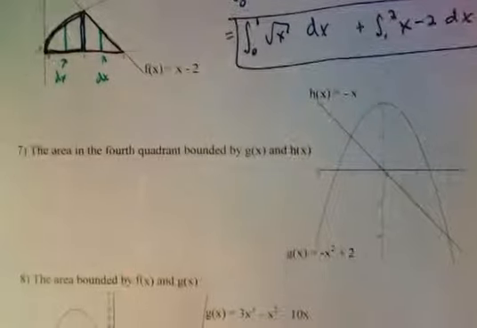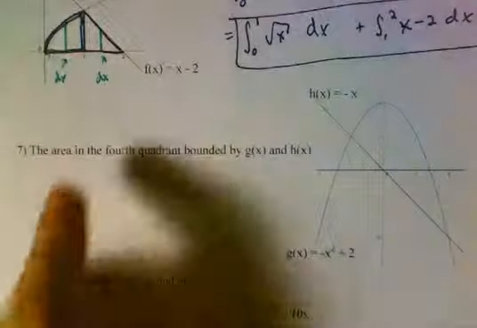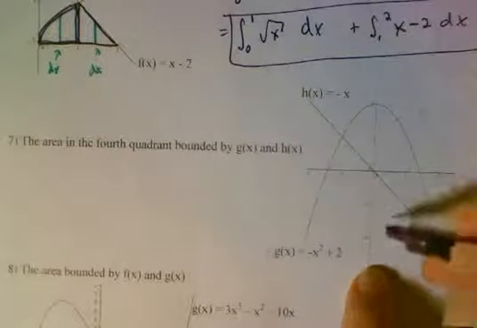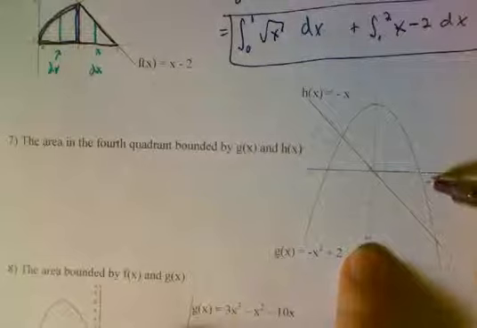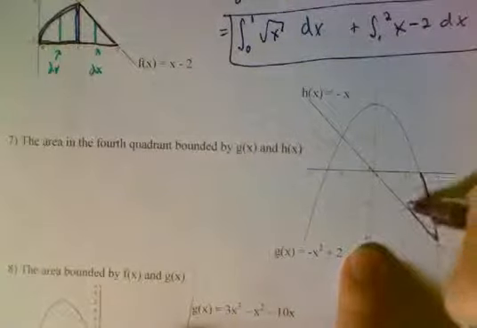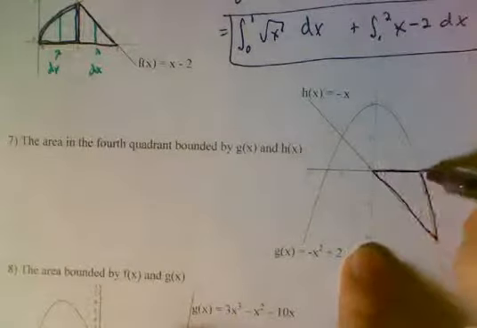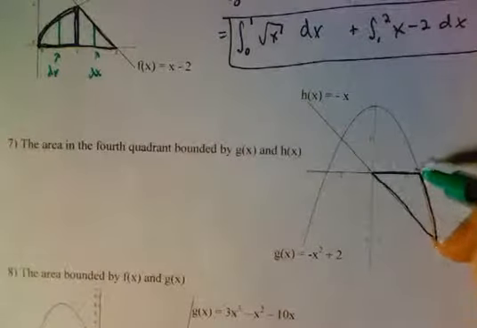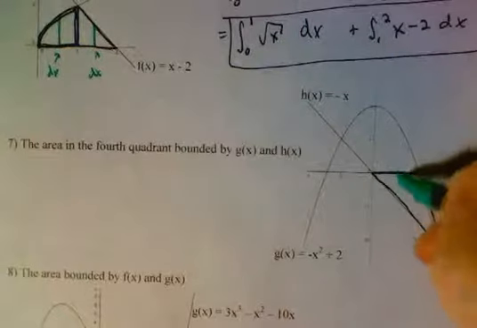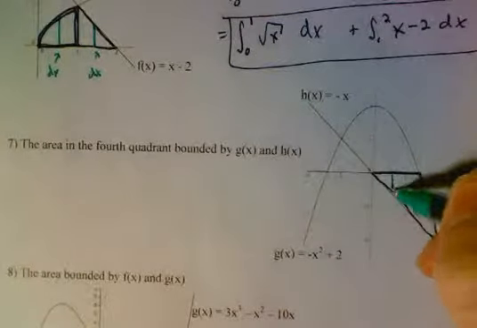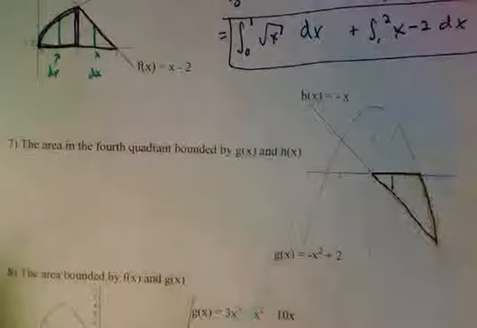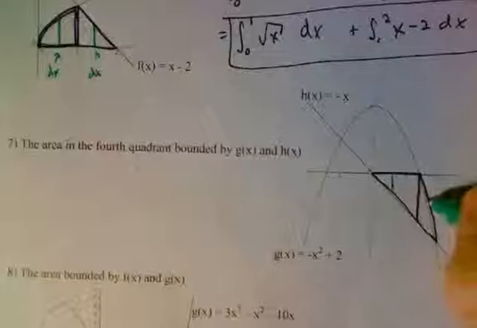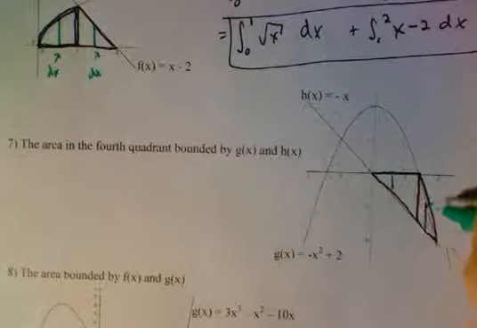Be aware of ones like this. You do need to know your quadrants. So if we're talking about the area in the fourth quadrant, that's the area down here. So it's bounded by g of x and h of x, so it's bounded by this, and if it's in the fourth quadrant, it can't go up above here. So what we're going to do is draw our little rectangles. And once again, this part is going between the x-axis and h, and then this part over here, we see our rectangles going between g of x and h of x.